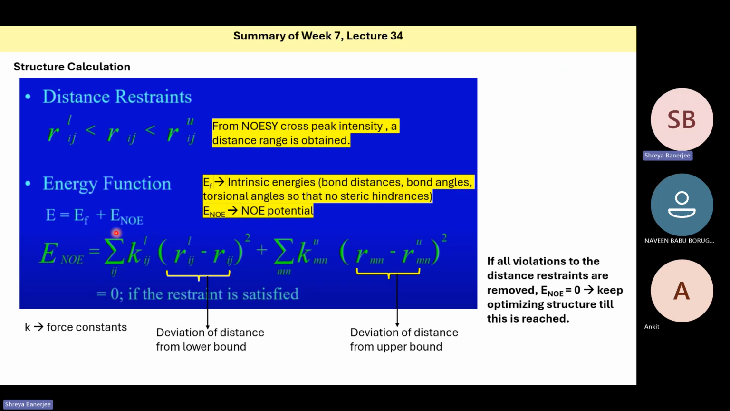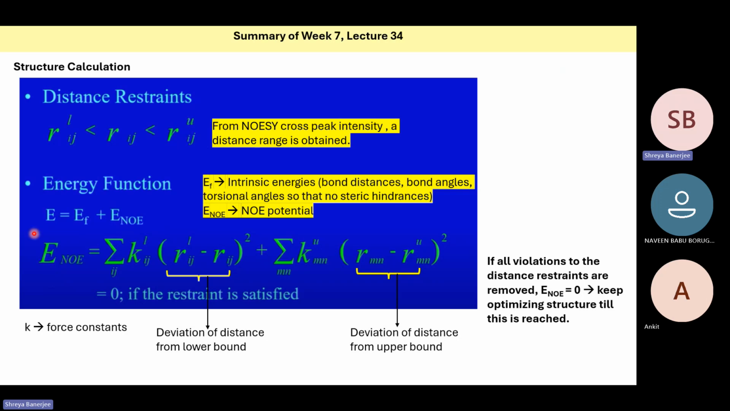And you have a NOE dependent energy where this formula is used. Basically, you take the deviation of the interproton distance from the lower limit and you square it, multiply with a force constant, and you sum it over all the proton pairs which are interacting. And the same is done with the upper limit distance. The deviation of the distance from the upper limit is taken, it is squared, multiplied with a force constant, and summed up over all the proton pairs that are interacting.